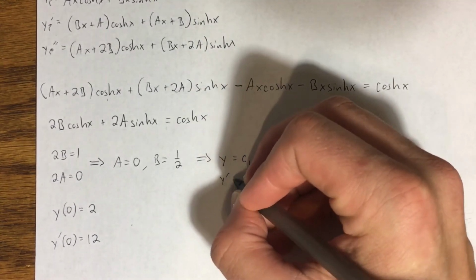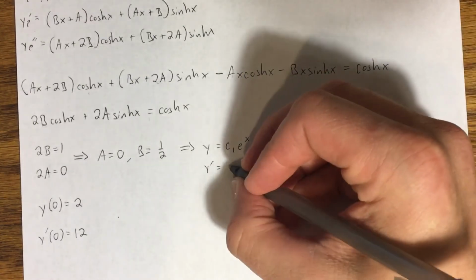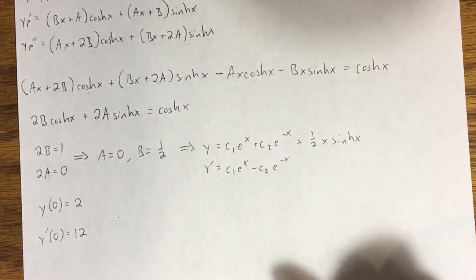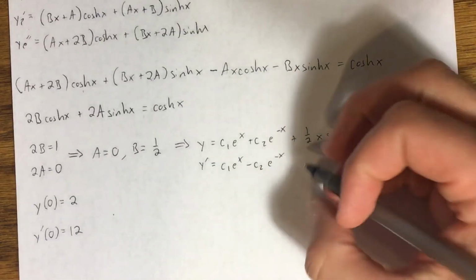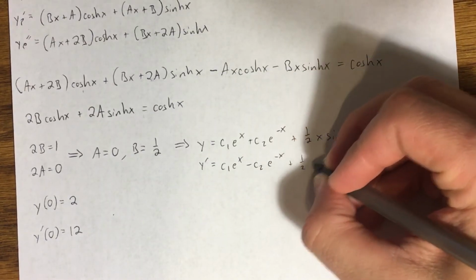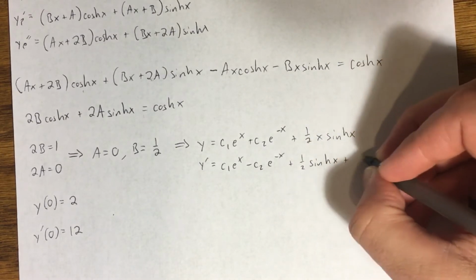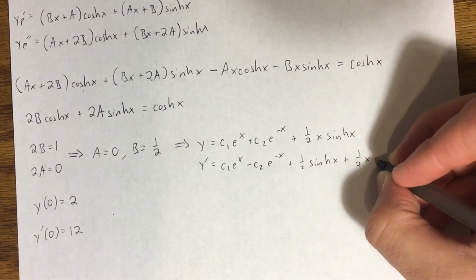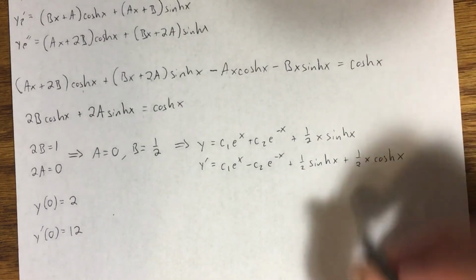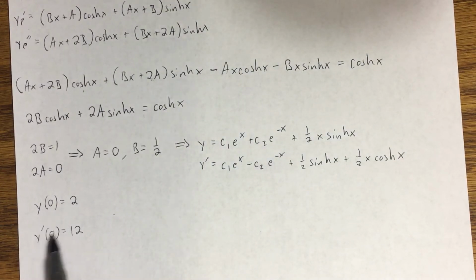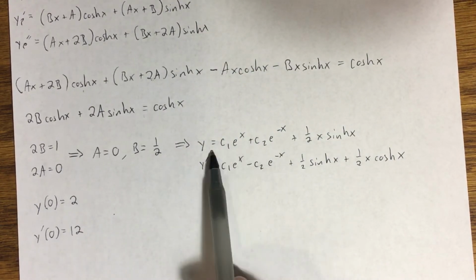So I should differentiate my general solution, which will give me c1 e to the x minus c2 e to the negative x. And then this guy I need the product rule for, so I'm going to have 1/2 sinh of x plus 1/2 x cosh of x.